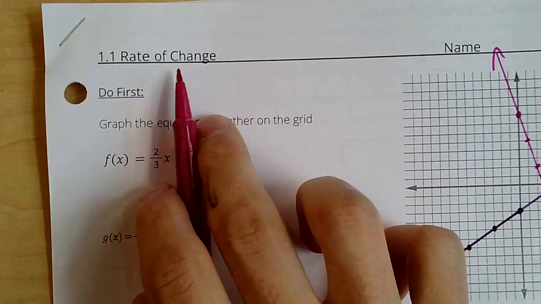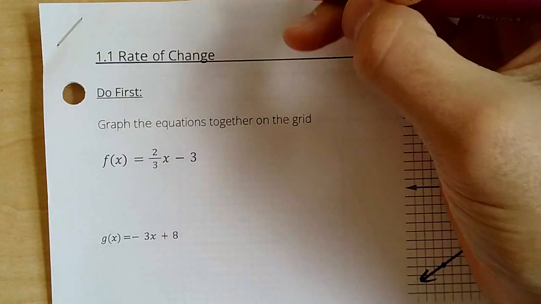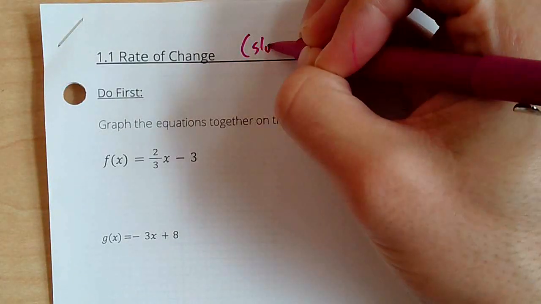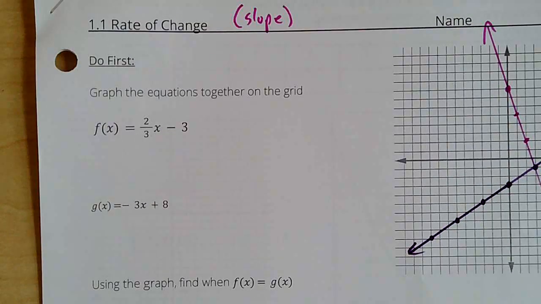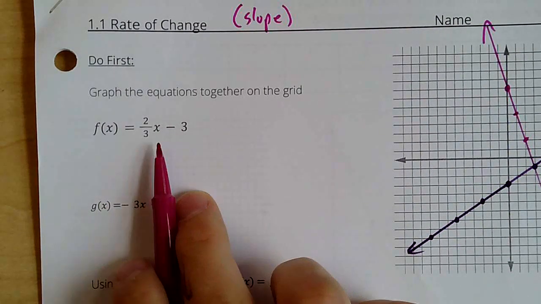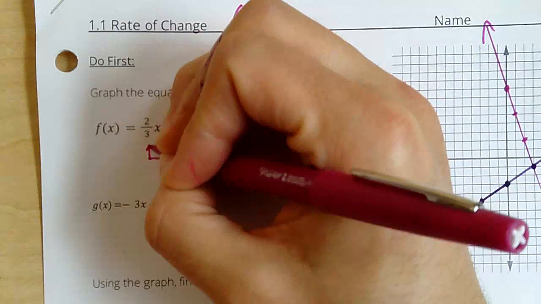Rate of change is an important concept when thinking about analyzing functions. We can think of rate of change as basically the same idea as slope, or how y is changing. The output of our function is changing as x, the input of our function, is changing. So if we look at something simple like this linear function, we have a slope of 2/3.